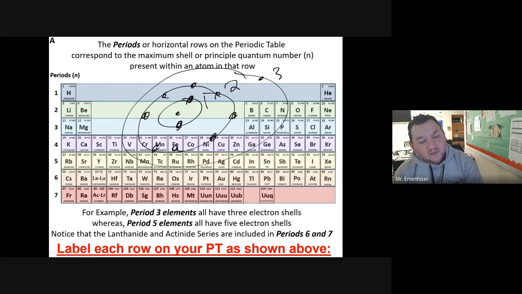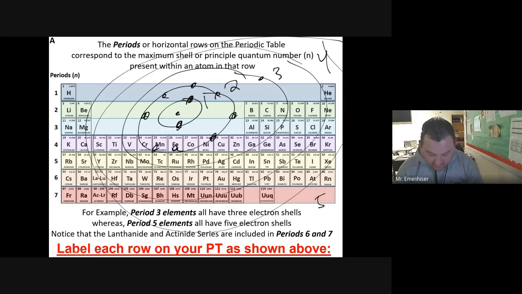So each time you go down the periodic table, you can add another level. Then potassium will have 4 levels. It'll have the 4s. And then rubidium will have the 5s, and so on.